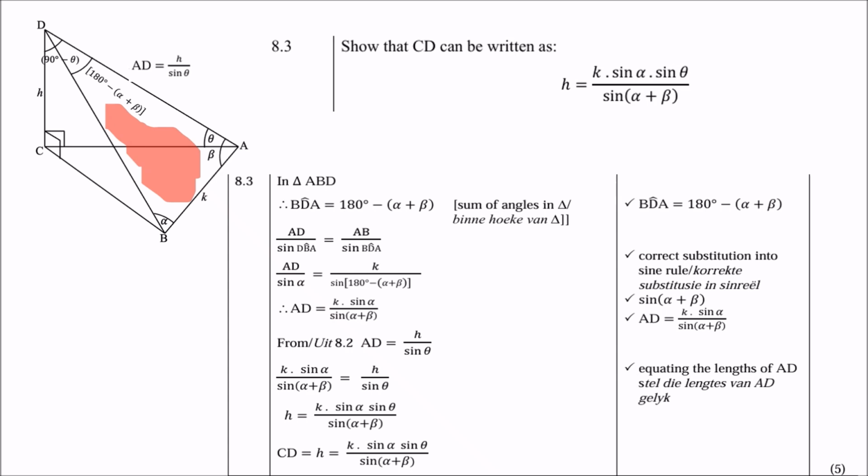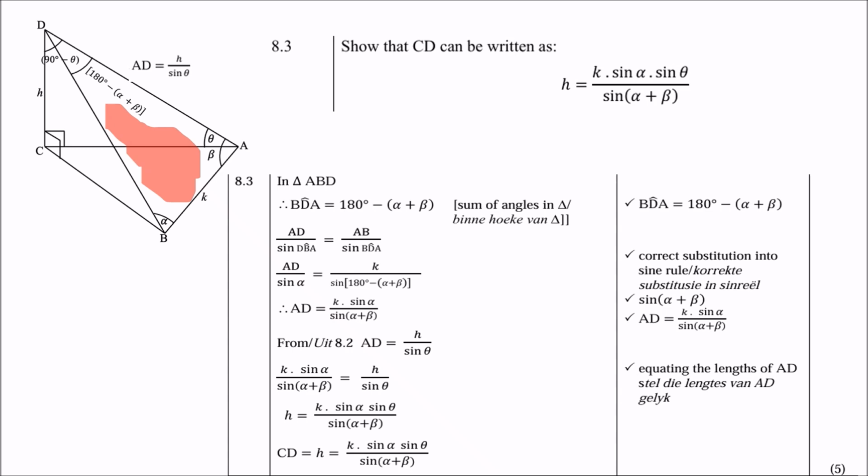Then we're going to use the sine rule in the same triangle. So AD over the sine of DBA is equal to AB over the sine of BDA. Remember the sine rule. Sine of DBA is the sine of alpha, and of course BDA is the sine of 180 minus (alpha plus beta). And of course the sine of 180 minus (alpha plus beta) is the same as the sine of (alpha plus beta). So that is now AD.